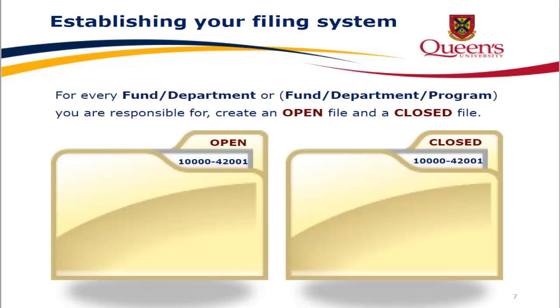To establish your filing system, it is a good idea to create 2 file folders for every fund department or fund department program that you are responsible for, one open file and one closed file. You can use physical file folders or electronic folders if you choose to scan all your paperwork. In this example, an open and closed file has been created for Fund 10,000, Department 42001.